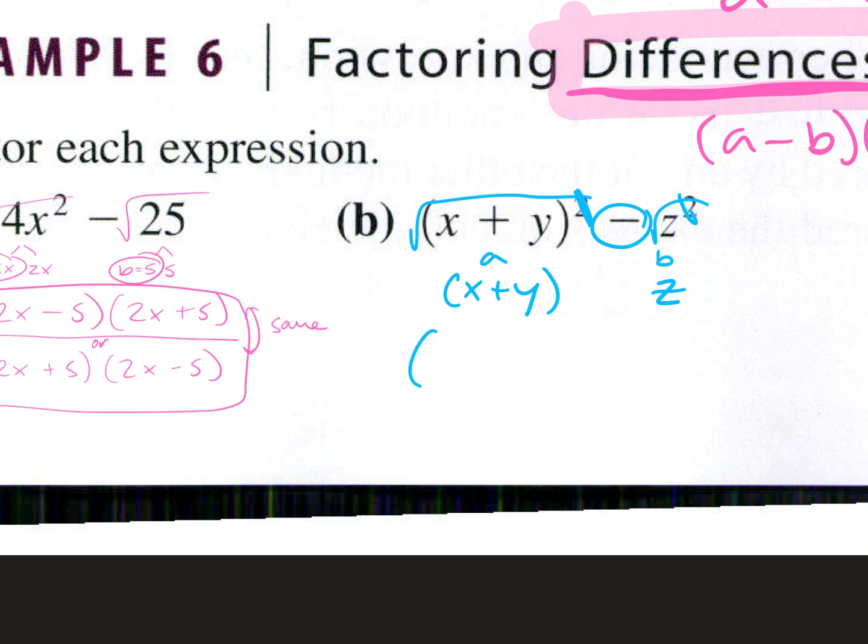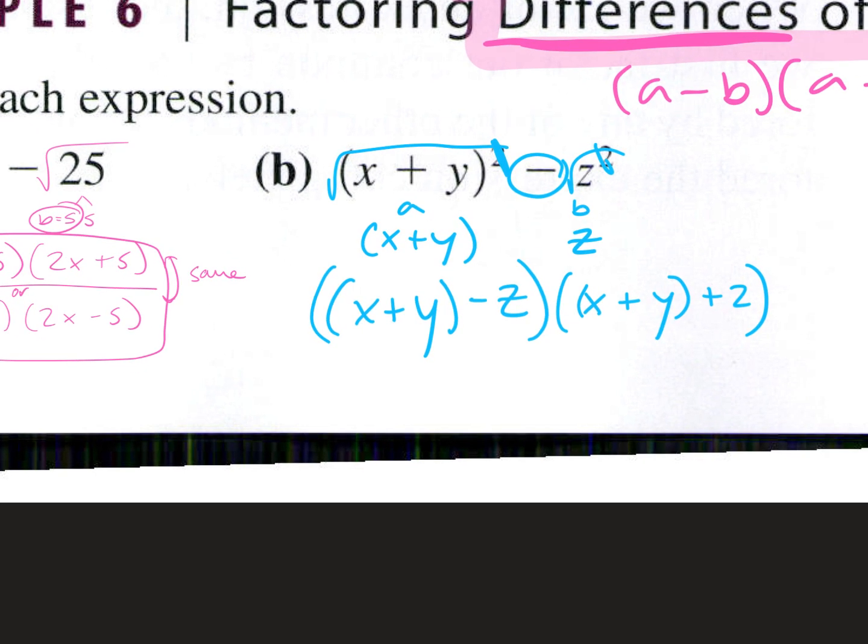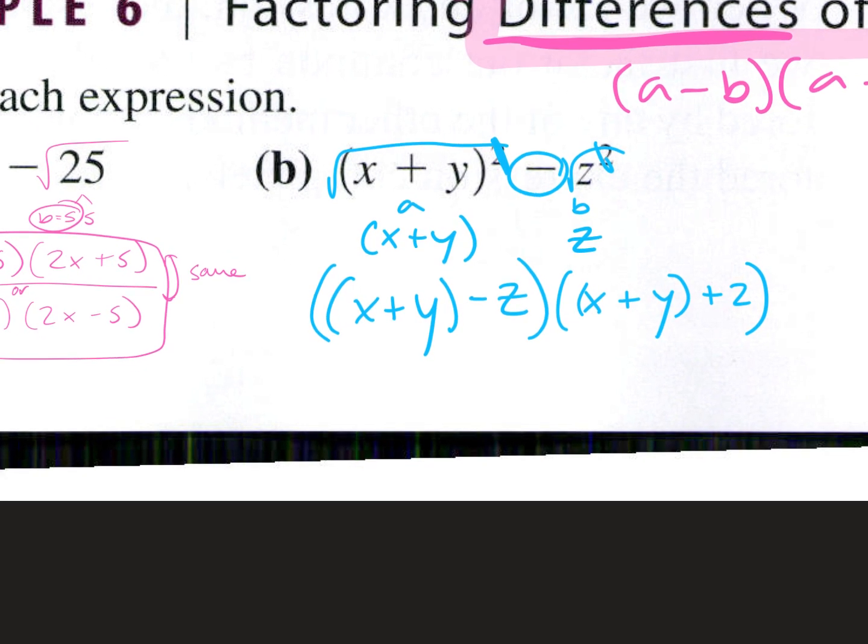So when we plug that in, we have a minus b times a plus b. So x plus y minus z, and x plus y plus z. And we don't really need those parentheses on the inside, so we could write it as x plus y minus z and x plus y plus z. Since we're just adding and subtracting, you don't need the parentheses. So either way that you write it would be fine. The top one or the bottom, they're the same thing.